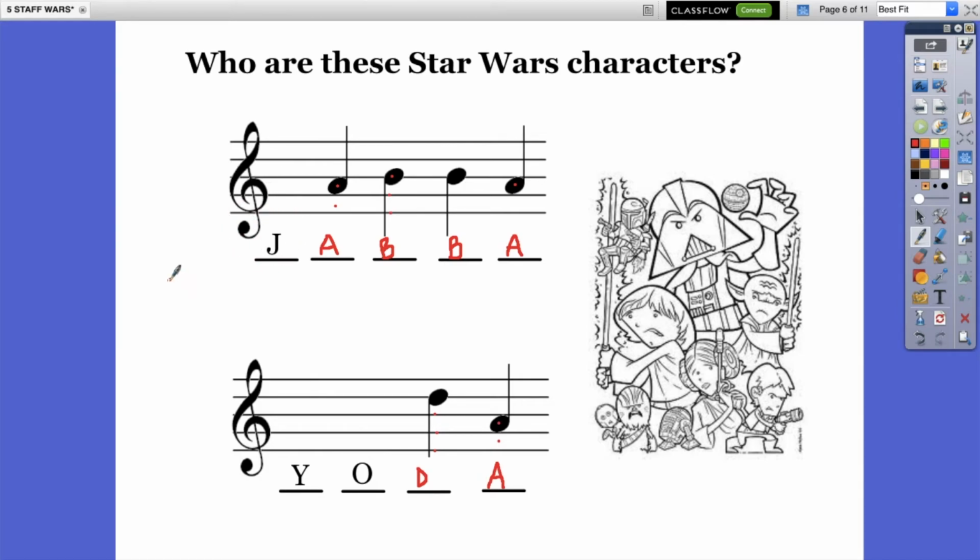And why don't we have a note for the Y or the O or even the J up here? That's because A, B, C, D, E, F, G, music letters stop at G. And we do not have any more letters past G. All right, let's do another one.